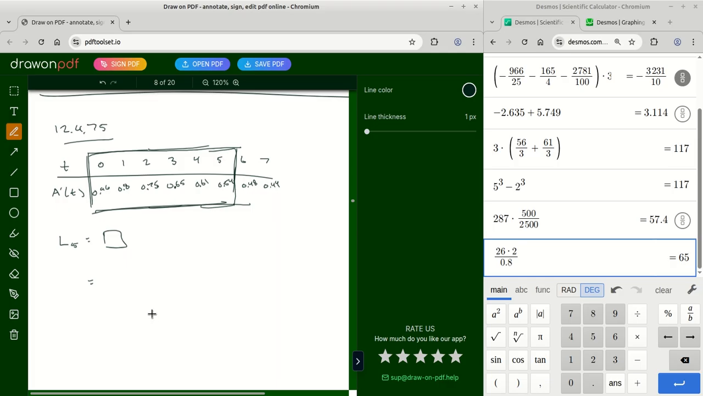And to be able to do this one, it's very simple. So we're going to first say, what's the width between each one of these? It's a 1. And then I'm going to multiply that by the addition of all my stuff here.